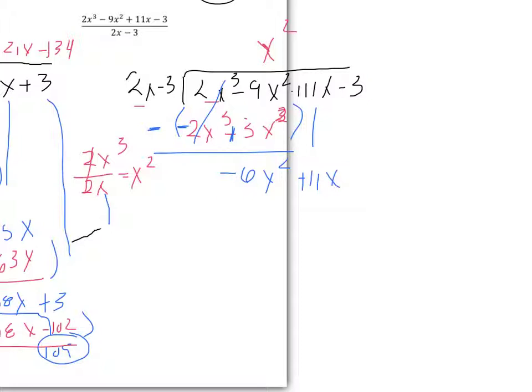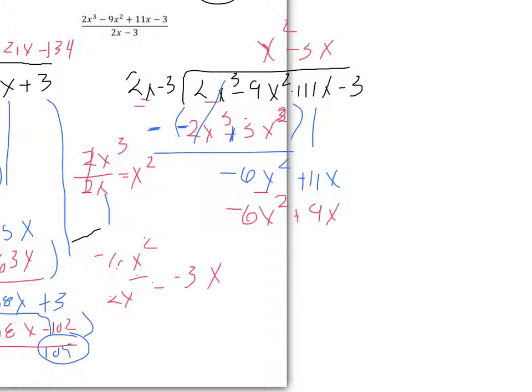So we divide again. We're dividing this first term here by the first term here. Negative 6x squared divided by 2x. So our negative 6 divided by 2 is negative 3. X squared divided by x is x. So we have minus 3x. So we did our division. Now it's time to multiply. Negative 3x times 2x, negative 6x squared. Negative 3x times negative 3 is plus 9x.